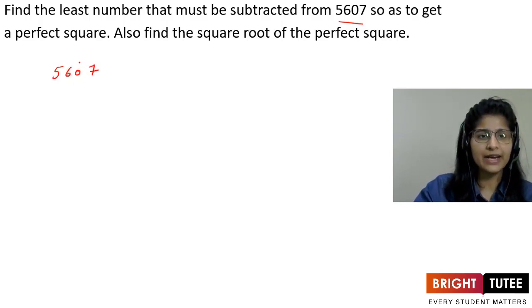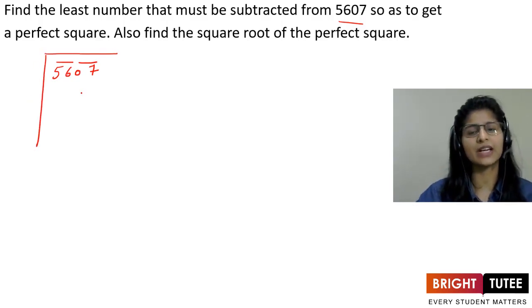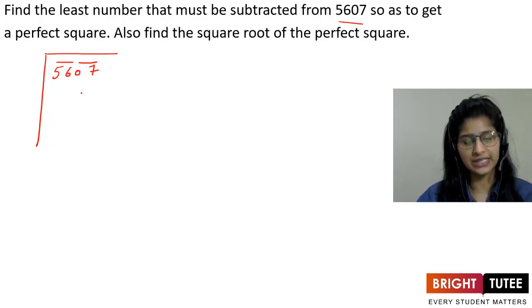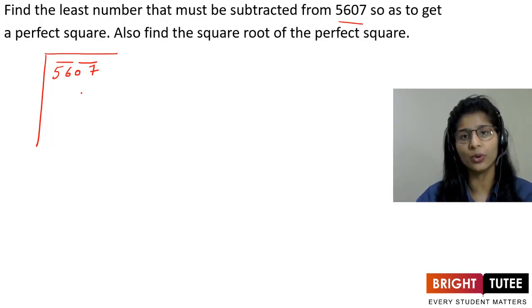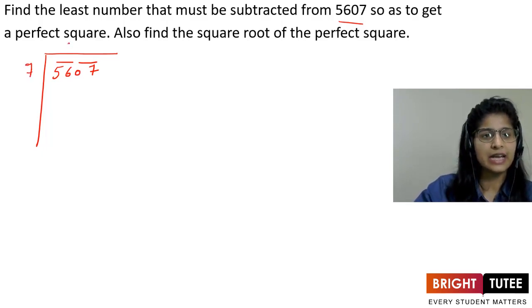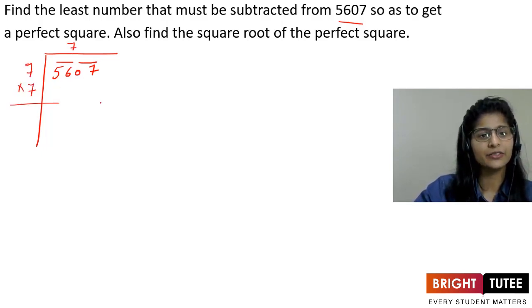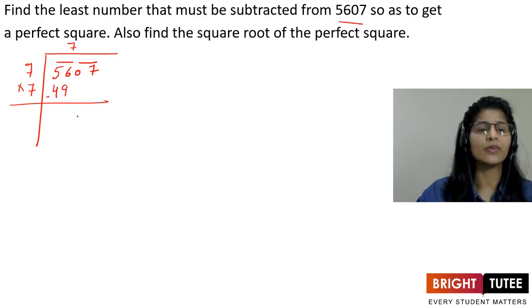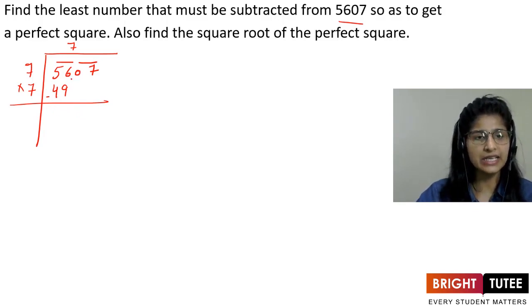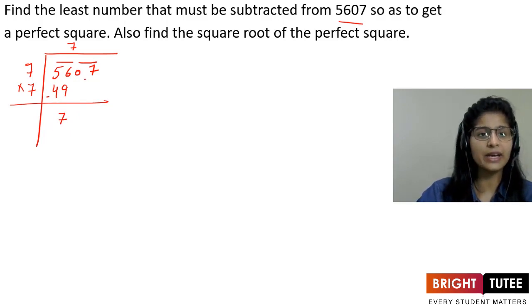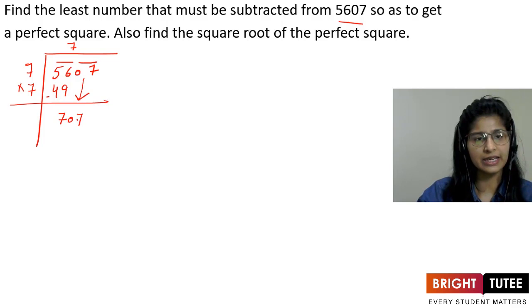5607. If you place the bars, one bar will be like this, another will be like this. Now start dividing. Just to see, we can't go with 3. 3 3s are 9, 4 4s are 16, 5 5s are 25, 6 6s are 36, 7 7s are 49, 8 8s are 64. 64 is more. So we will go with 7. 7 7s are, what will we get? 49. Now we are going to subtract 49 from 56. How much will we get? 16 minus 9 gives 7 here, and 4 minus 4 is 0. Now what will we copy here? We will copy 07, the second pair.